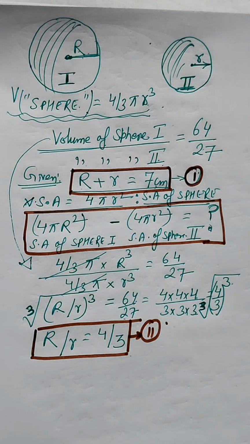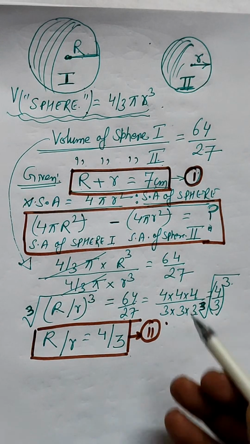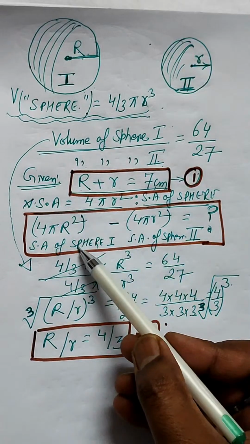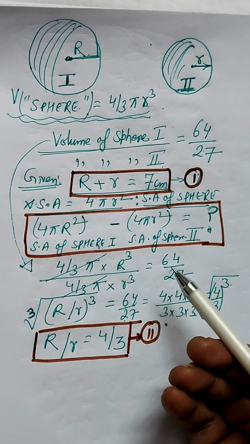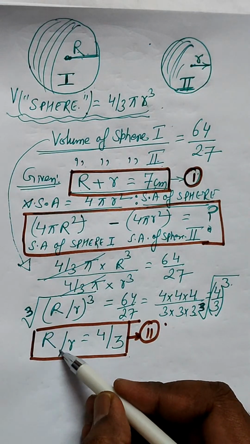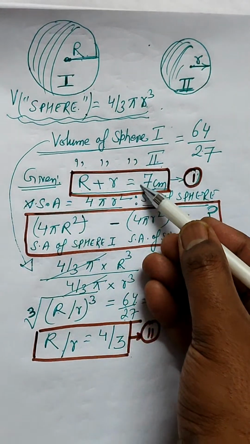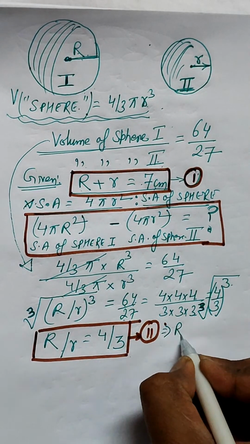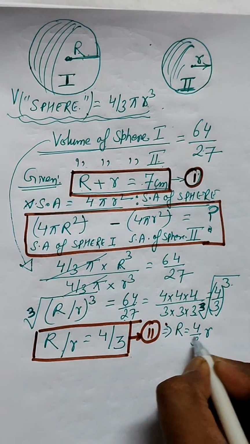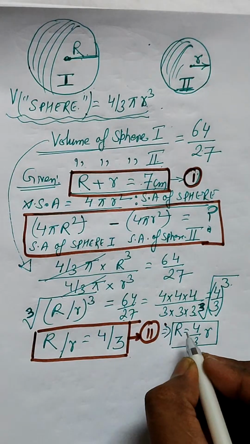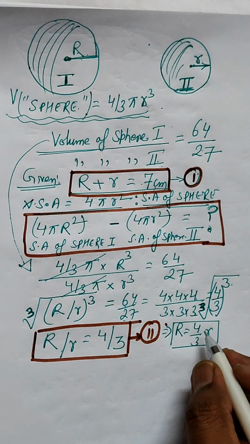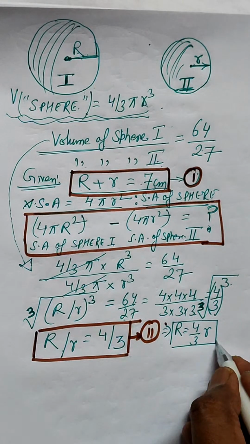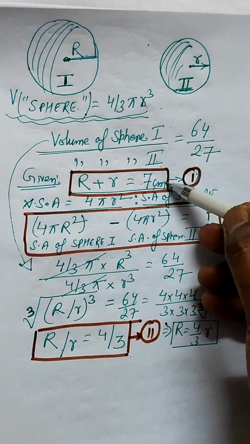Let us see. Because we need to calculate the difference of the surface areas of both the spheres. But before using any formula, why don't we put the value of R from here into this? From here we can see capital R can be written as 4 by 3 times a small r, right? And this relation can be used in equation number 1, right?